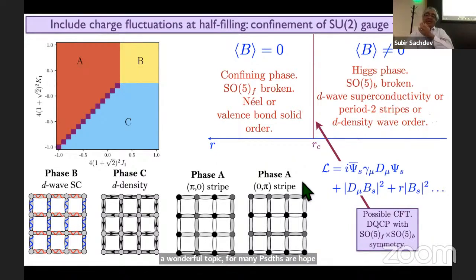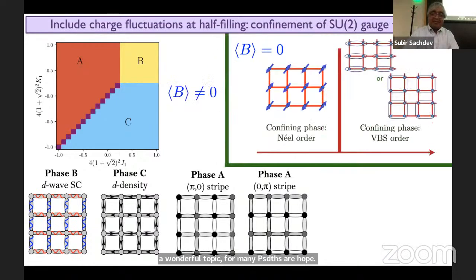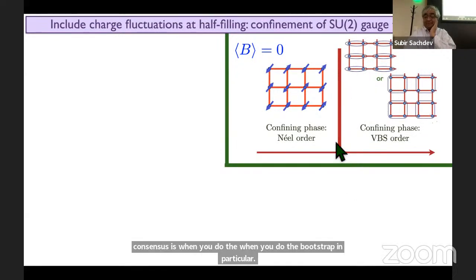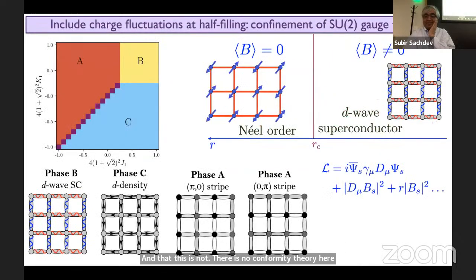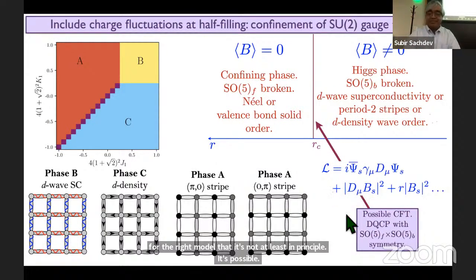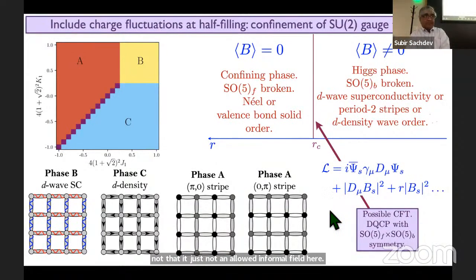But one thing I will say, so much effort has been expended, very good effort, to understand this transition. And I think ultimately now the consensus, when you do the bootstrap in particular, is that there is no conformal field theory here. But I'm willing to bet there is a conformal field theory here for the right model. At least in principle, it's possible. It's not that it's just not an allowed conformal field theory. Yeah.